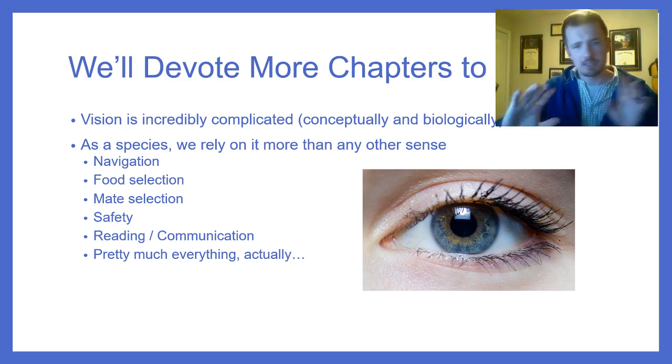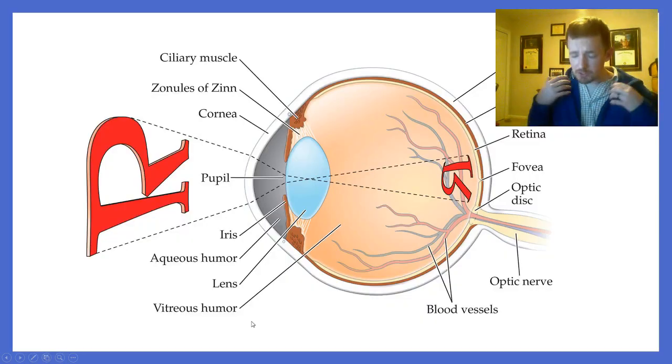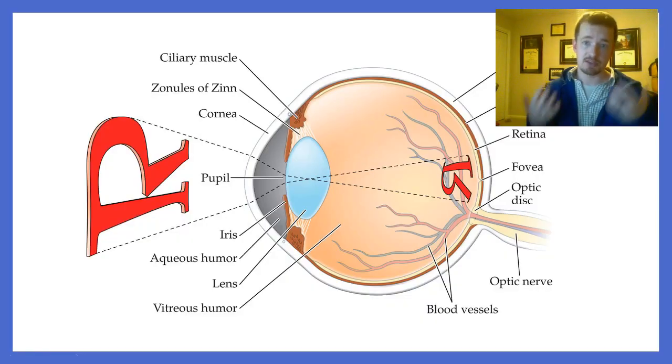But we'll talk more about that, especially when we start talking about cochlear implants and all that other good stuff in the hearing chapters. Let's get into the structure of the eye. So we rely very much on these organs. Let's get to know them a little bit. If they're so important to us, maybe we can figure out a little bit more.